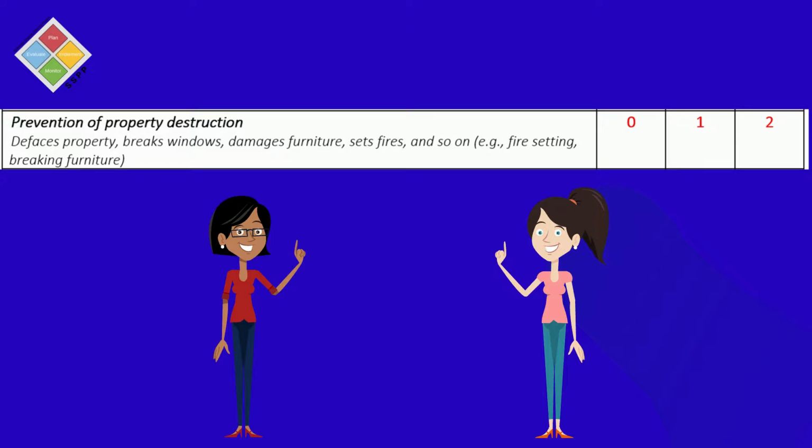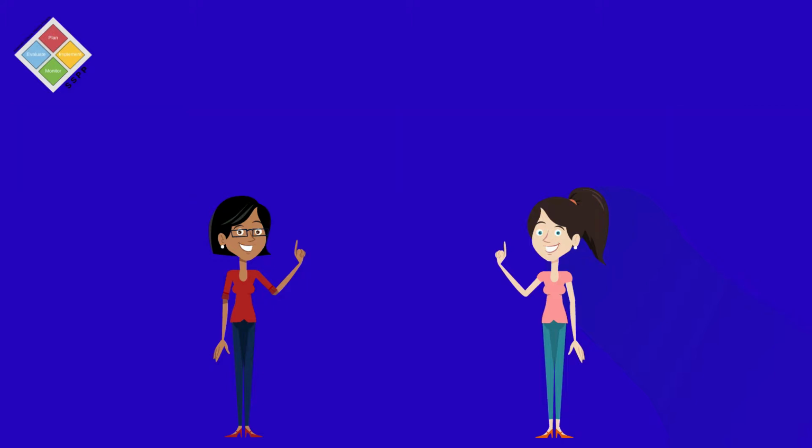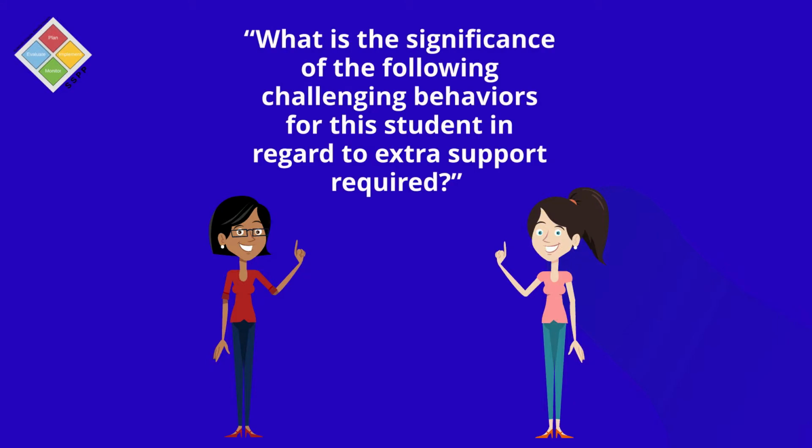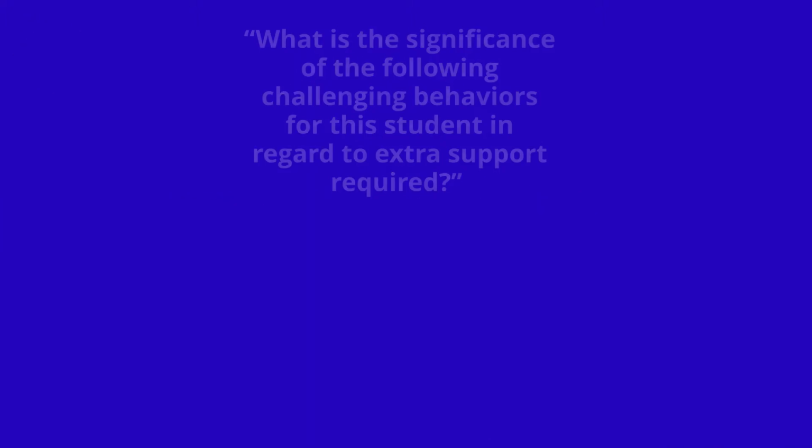It would also be considered more dangerous if the student was to threaten to break a window versus ripping up a worksheet. If there is a real risk that a behavior could have very significant consequences, the item should be scored a 2. However, if the behavior is likely to have a less intensive consequence, it would be best to score that item a 1. Remember, the critical question to answer when completing the behavioral items is, what is the significance of the following challenging behaviors for this student in regard to extra support required?